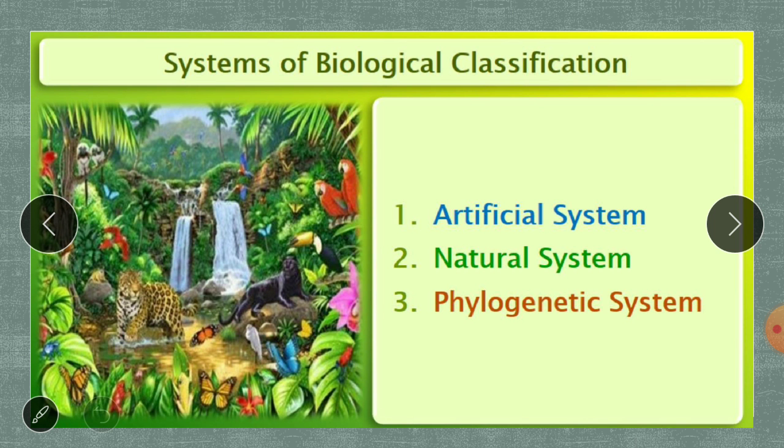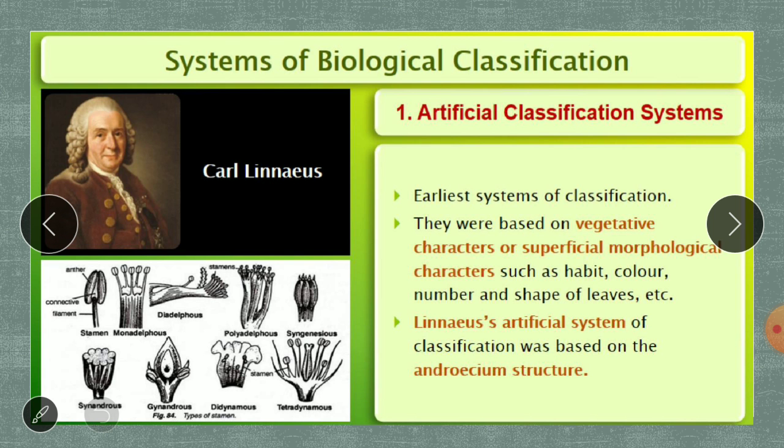Before going into the plant kingdom, first let us study some of the systems of biological classification. Now, what happened when there was a particular study of the plant kingdom? Scientists started to find out different systems for the classification of plants. They were the artificial system, natural system, and phylogenetic system. Let us see one by one. First was the artificial classification system.